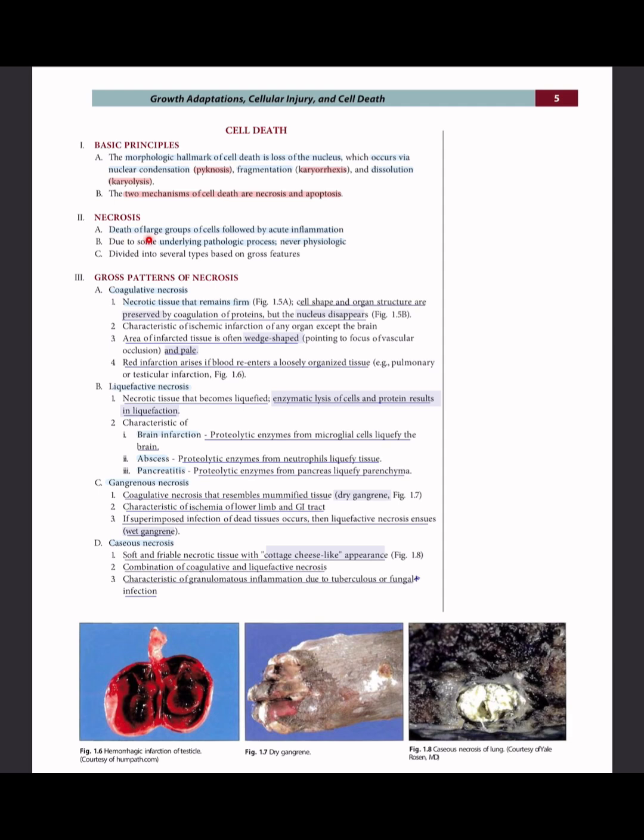Necrosis. Death of large groups of cells followed by acute inflammation due to some underlying pathologic process, never physiologic, divided into several types based on gross features.